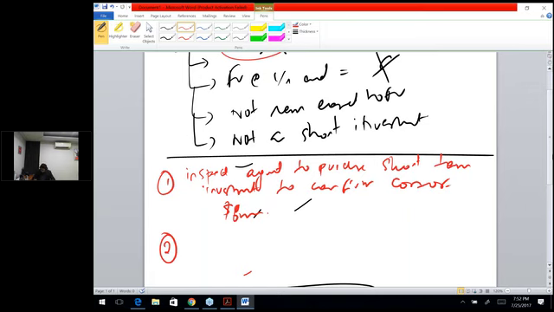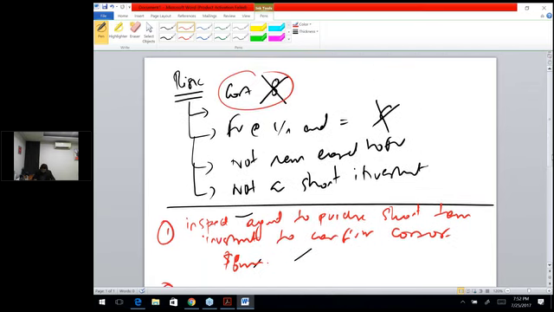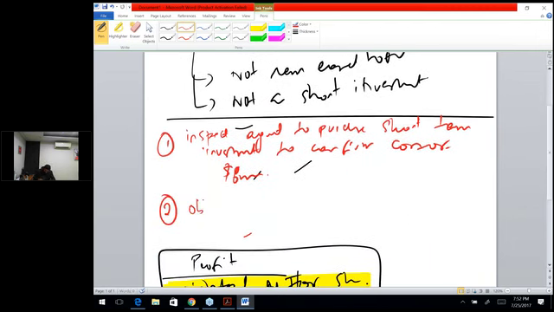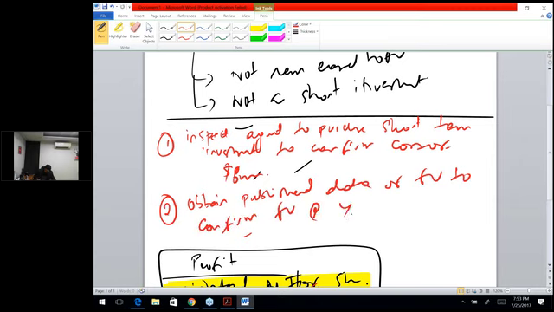Now my other risk was that the fair value at the year end was not 6 million. So what you will do is obtain published data of fair value to confirm fair value at year end of $6 million.